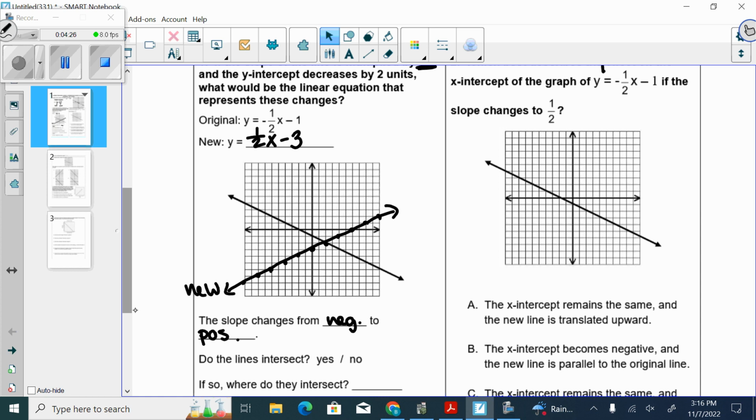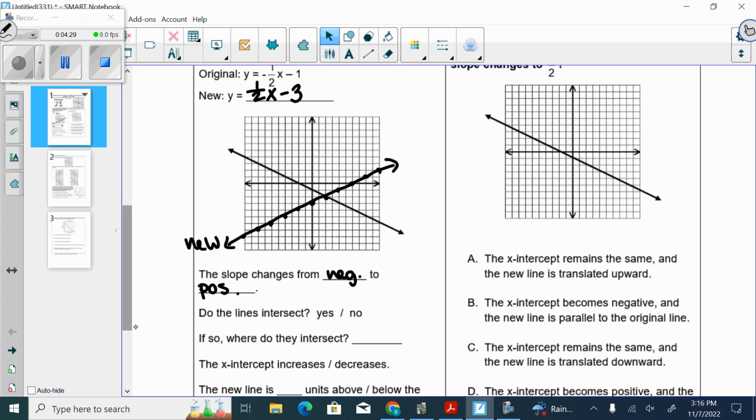All right, next question. Do these two lines intersect? Yes or no? Yes, they do. Okay, so we said yes, then they say, then where do they intersect? So they want us to tell them what coordinate point they're intersecting at. So where is that point? (2, -2). Good.